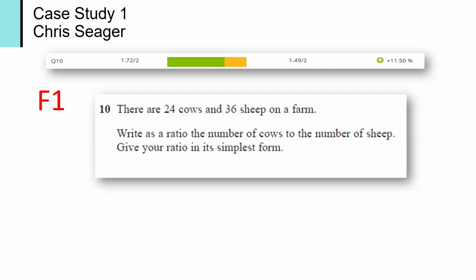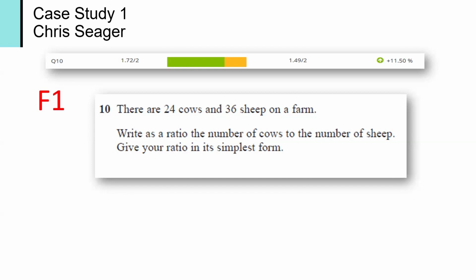So a couple of questions that I picked out, that I went back and had a look at, that matched up to ratio. Are we successful with it? Are we not? Are we smashing the national average? So 11.5% over the national average. We're not talking huge amounts there, but we're still in the green. We're still positive. 1.72 out of 2 compared to the national average of 1.49 out of 2 on a foundation question, paper 1, question 10.